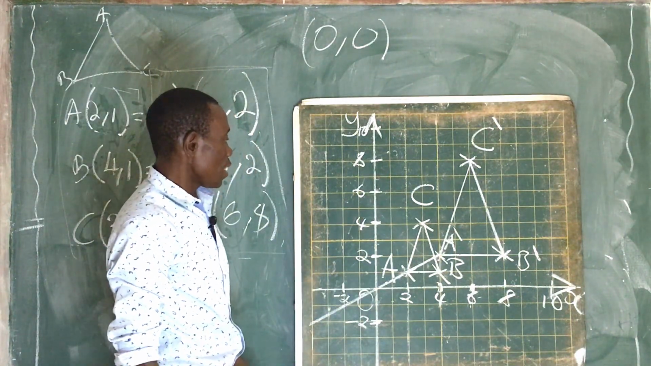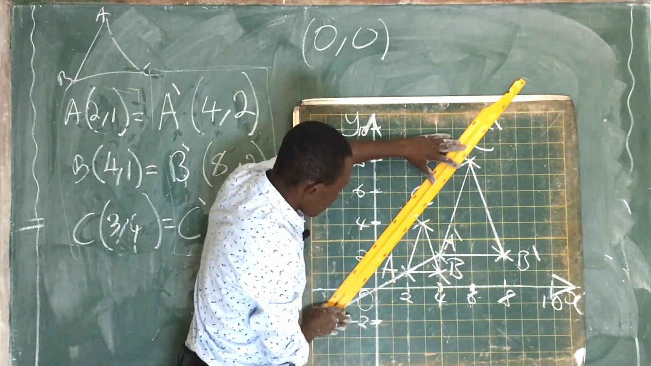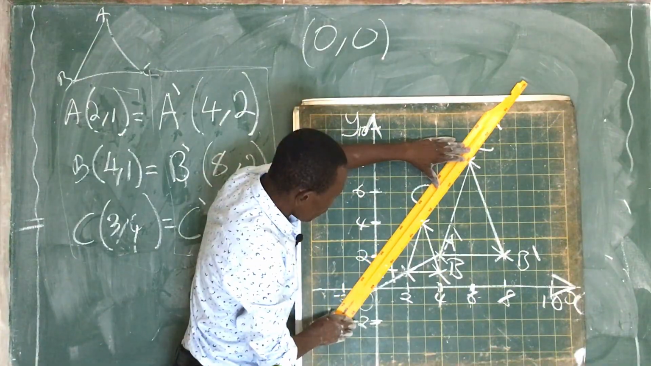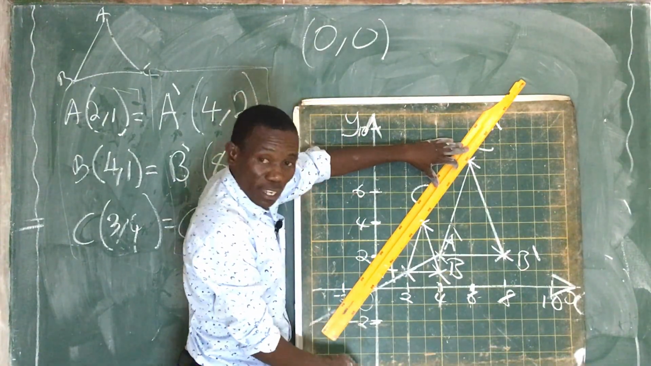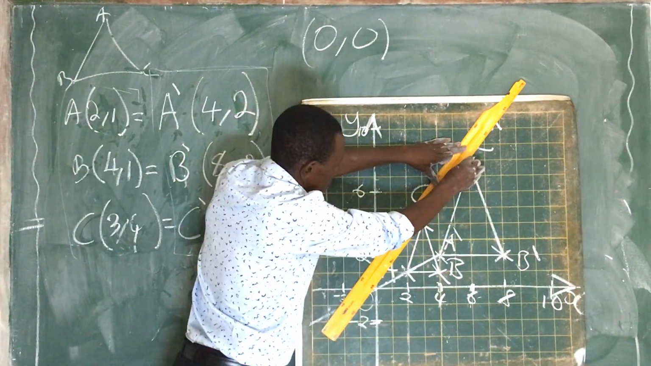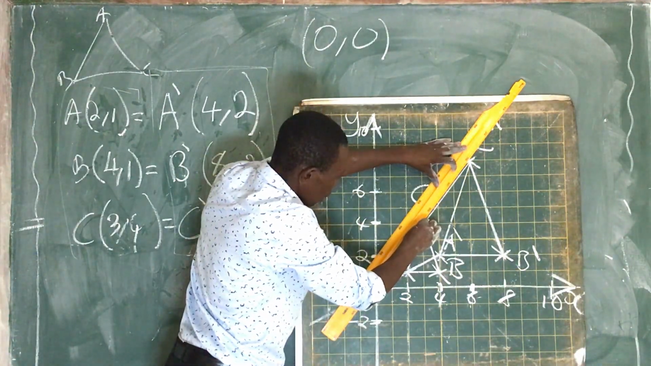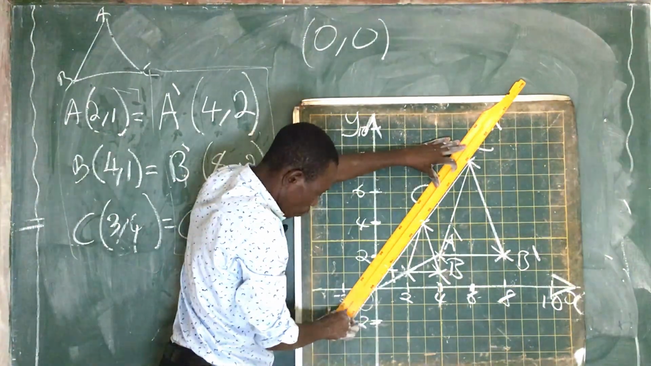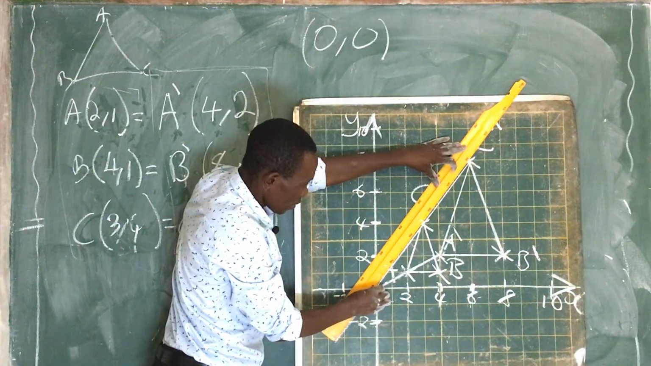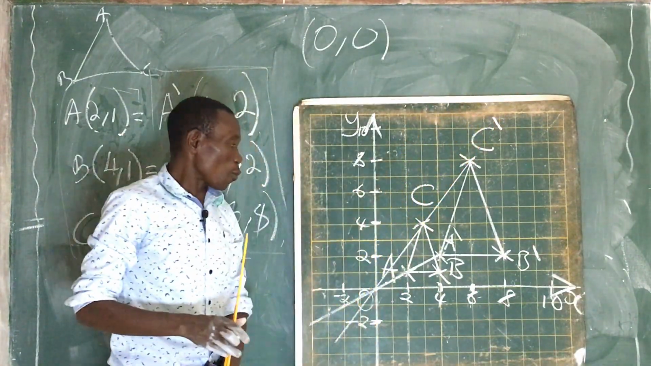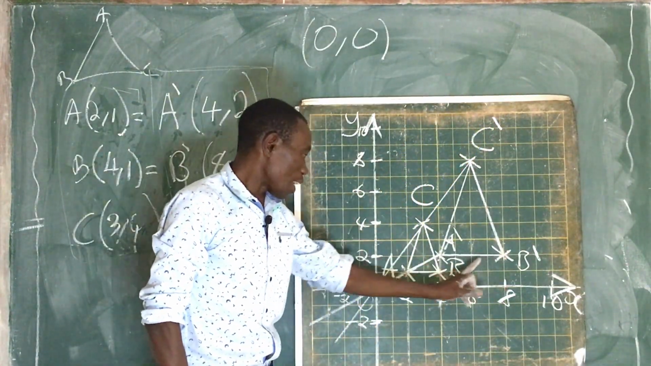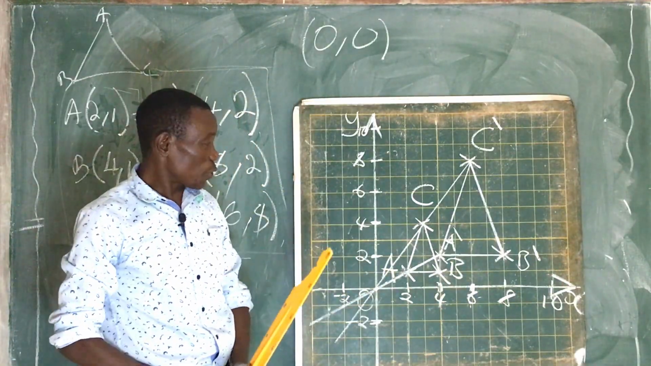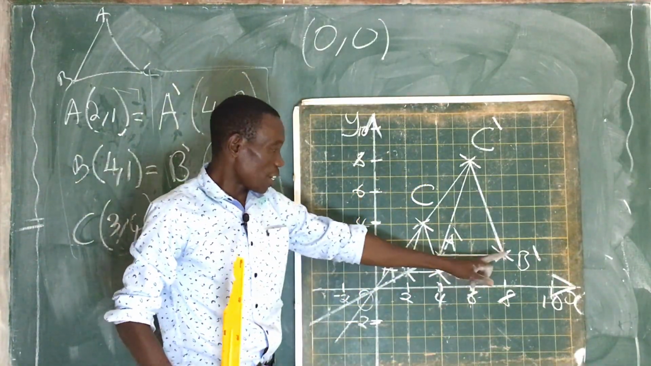What if I connect C and C? For the C and C, I'll also have the same situation here. You'd see that C and C are also forming a line that is going to pass through the point of origin here at point 0, 0. What if I also connect B and B prime? Where are they going to pass? B and B prime.